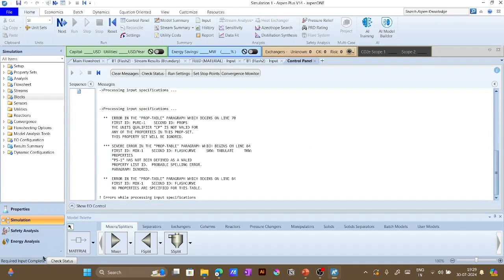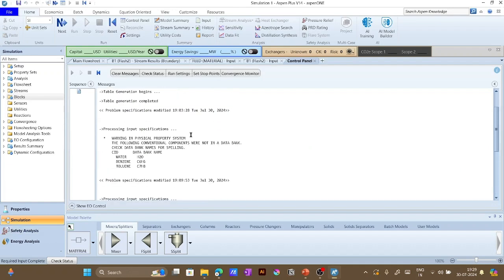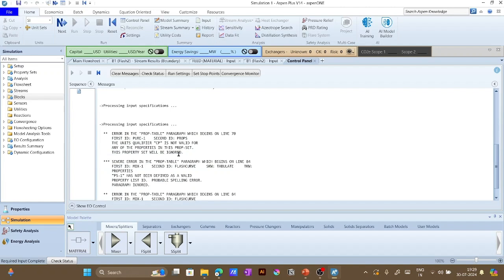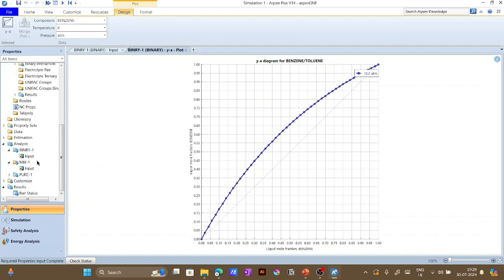Yeah, it says required input complete. Then it has encountered some error: warning in physical property system. The following components were not in the data bank. Processing input. I guess because of this property estimation, it made an error.